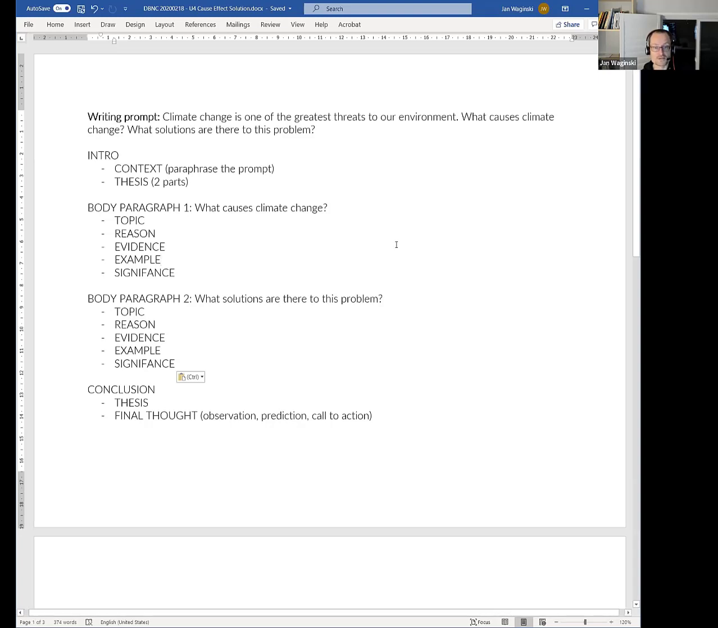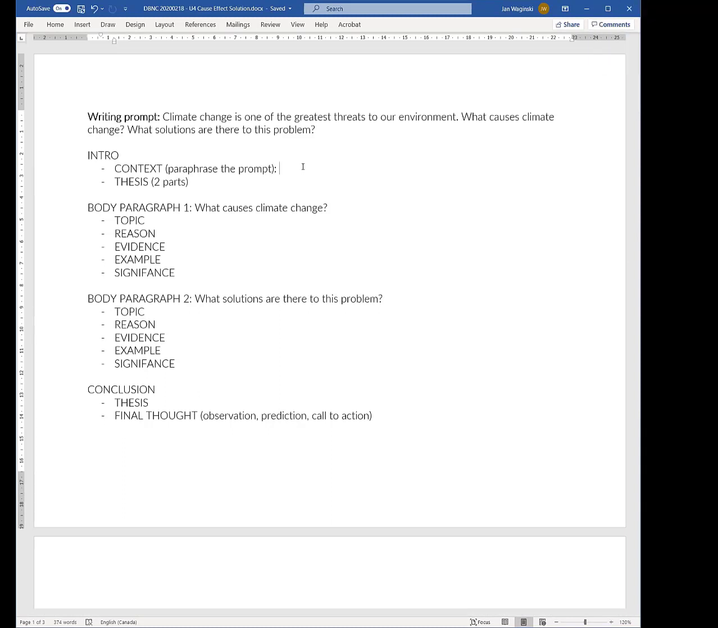Climate change is one of the greatest threats to our environment. I'm going to ask Sylvia. I think she already gave us a good paraphrase, but I'd like her to just remind us. How did you paraphrase this prompt? I said that climate change is very important in those days. Okay, Sylvia, context once more, please. Climate change is very important in those days.